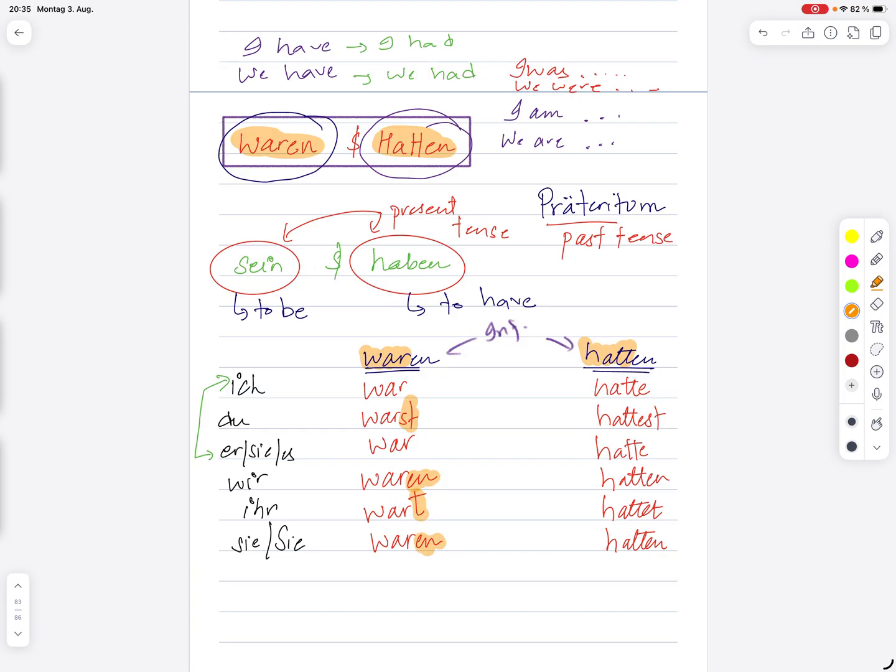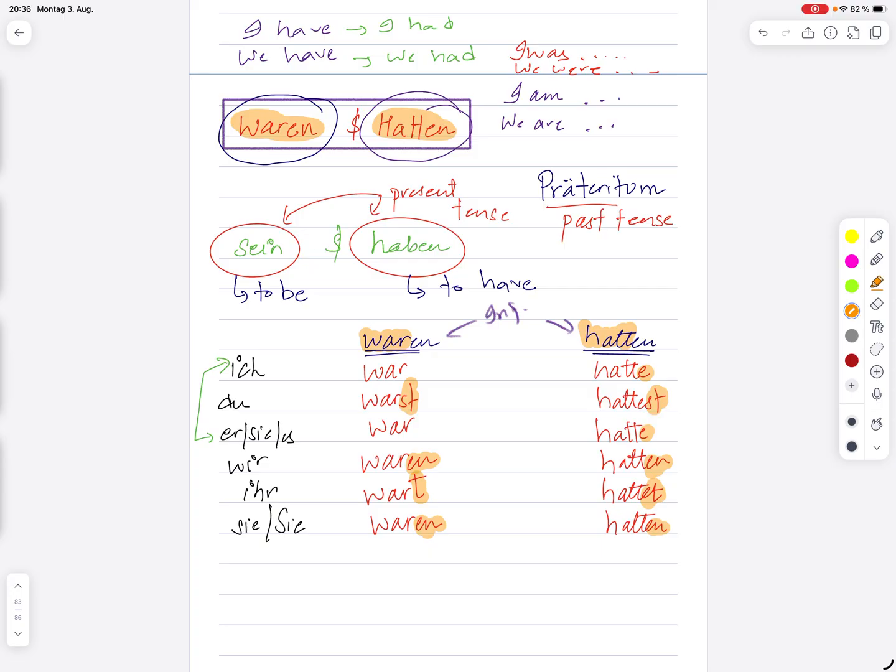Now let's look at hatten. So ich hatte, so we have an e conjugation, du hattest, er/sie/es hatte. And now we have again ich and er/sie/es the same. And then wir hatten and ihr hattet. And then we have sie hatten, right? So this is the conjugation for waren and hatten, and the conjugation for other verbs in Präteritum form, which is the past tense, also follows a similar pattern.